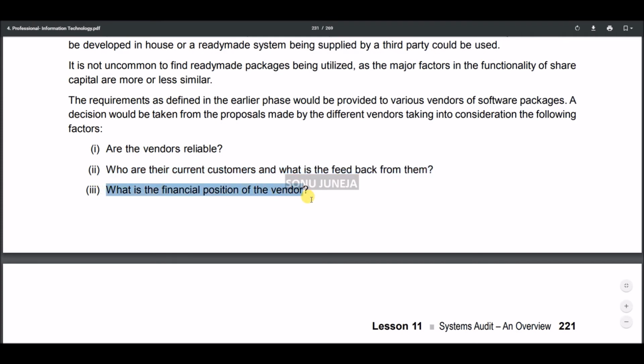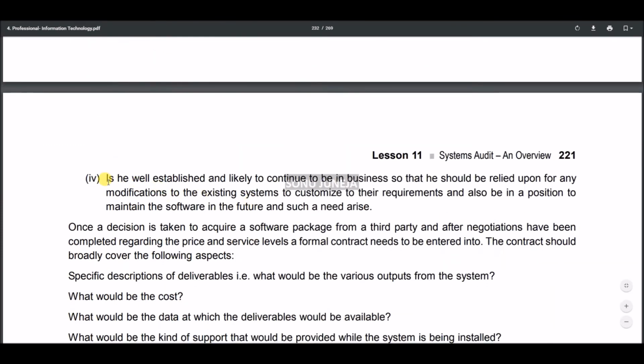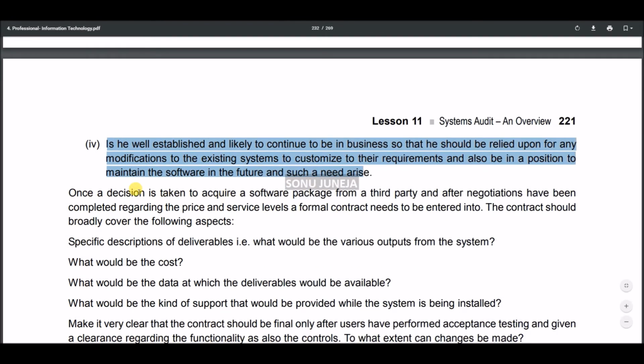What is the financial position of the vendor? Is he well established and likely to continue to be in business, so that we can rely upon him for any modification to the existing system to customize it to our requirements, and also be in a position to maintain the software in future if such a need arises?